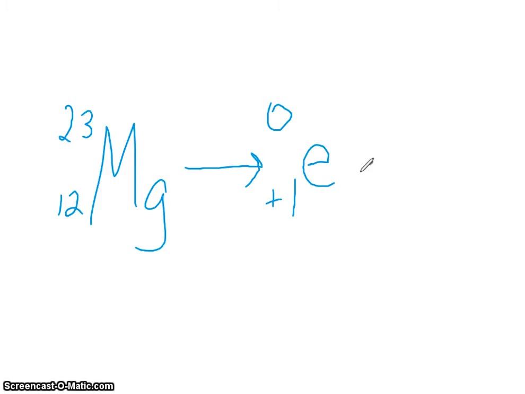Much like the previous examples, we now need to figure out the new mass number and the new atomic number. We subtract just as with previous examples. 23 minus 0 is still 23. And 12 minus 1 is going to be 11. We then look up element number 11, which we see is sodium.